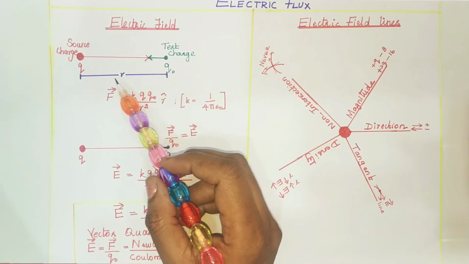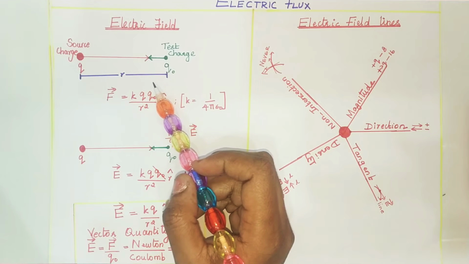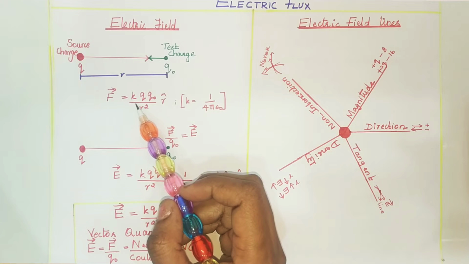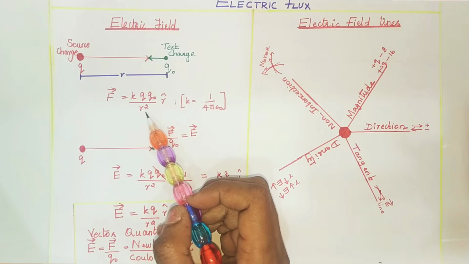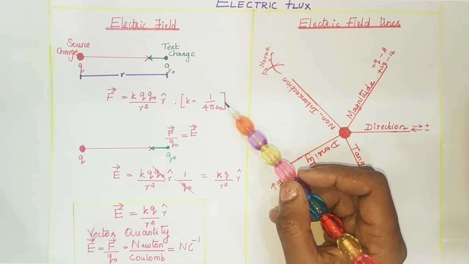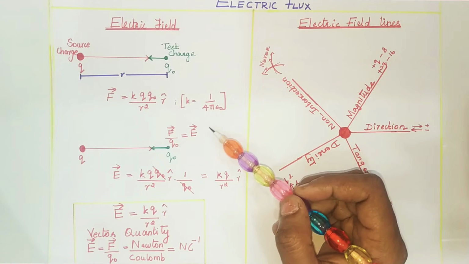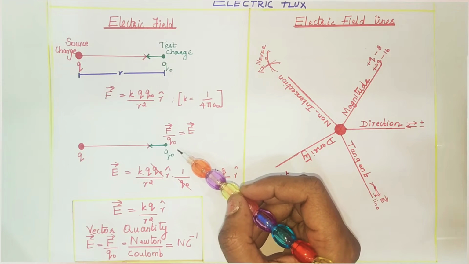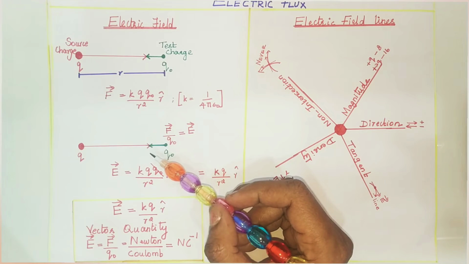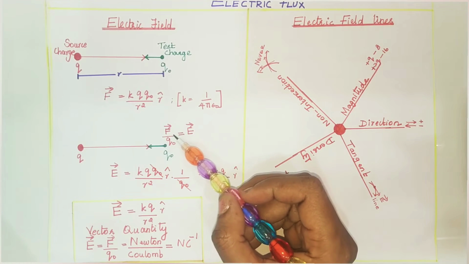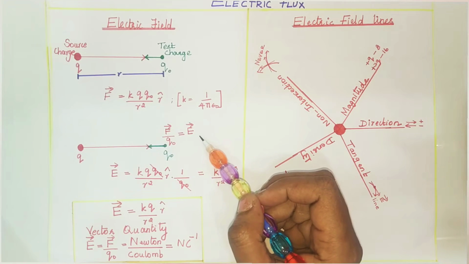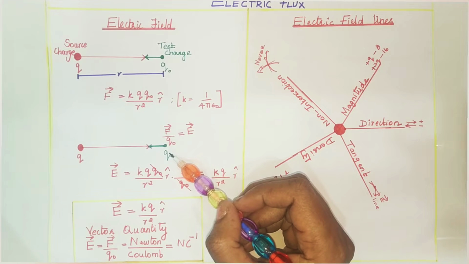This electrostatic force between two charges is given by Coulomb's force, and given by F vector is equal to K Q Q0 by R square R unit. We know that K is equal to 1 by 4 pi epsilon naught. This force, which is experienced by the test charge Q0, which is at a distance R from the source charge Q, is the electric field E vector at that point. That is the point where the test charge is placed.